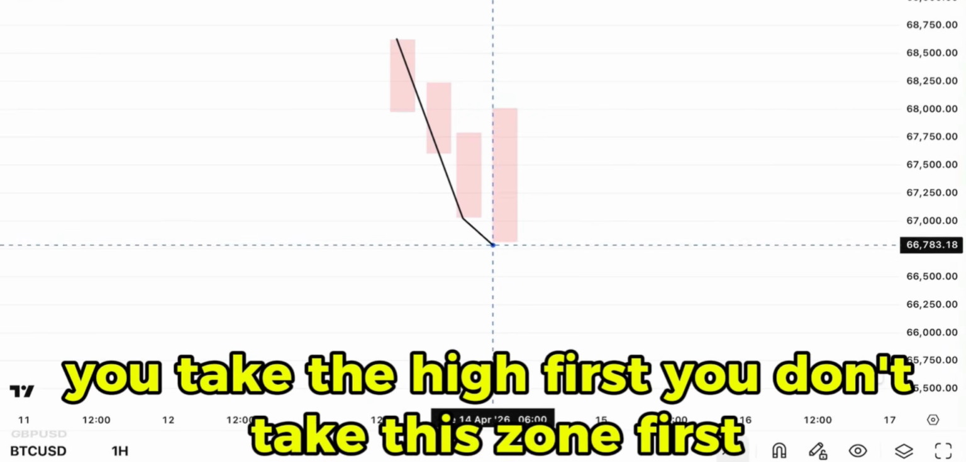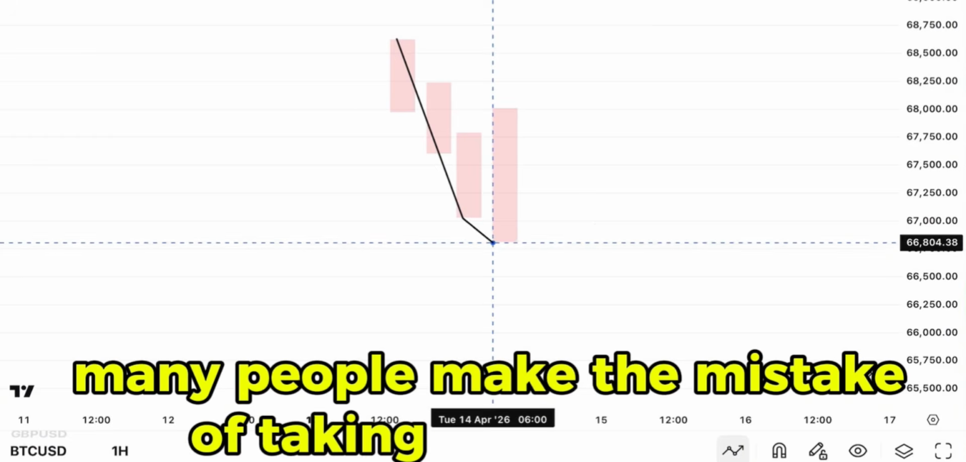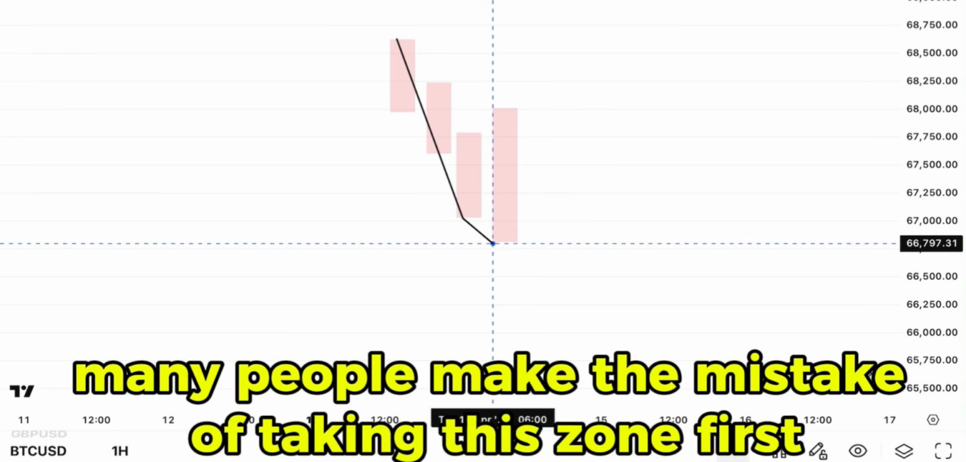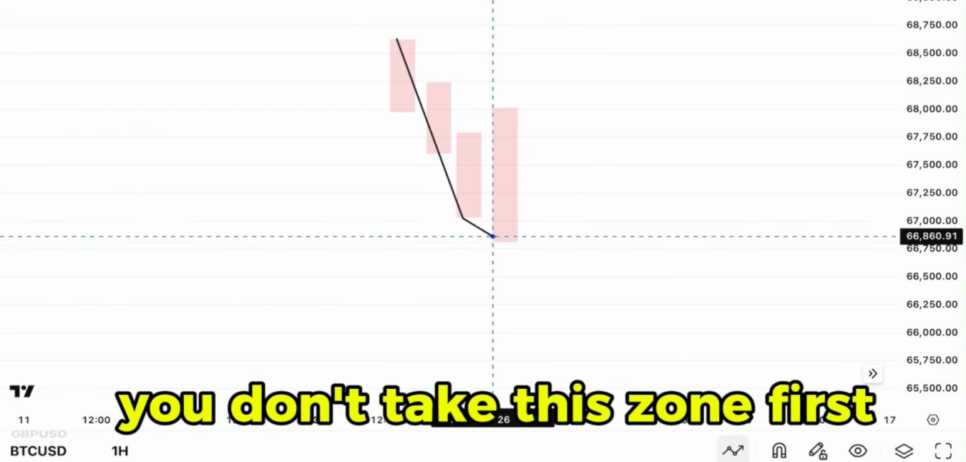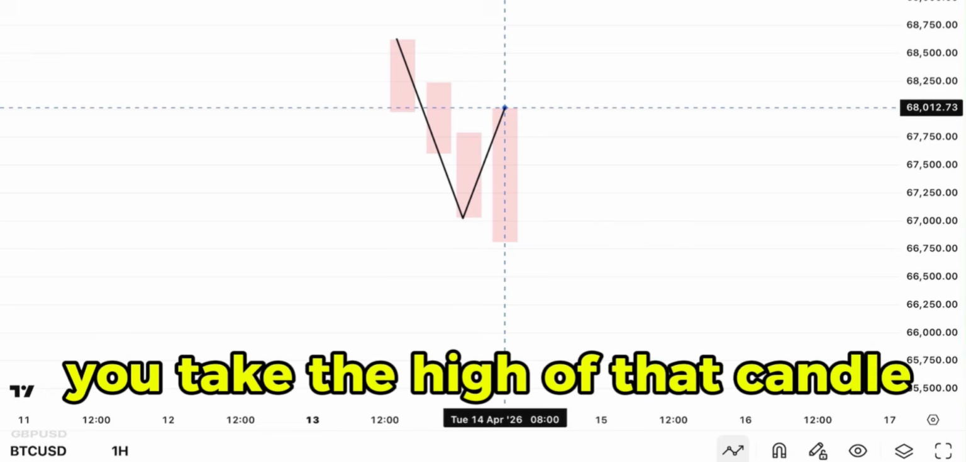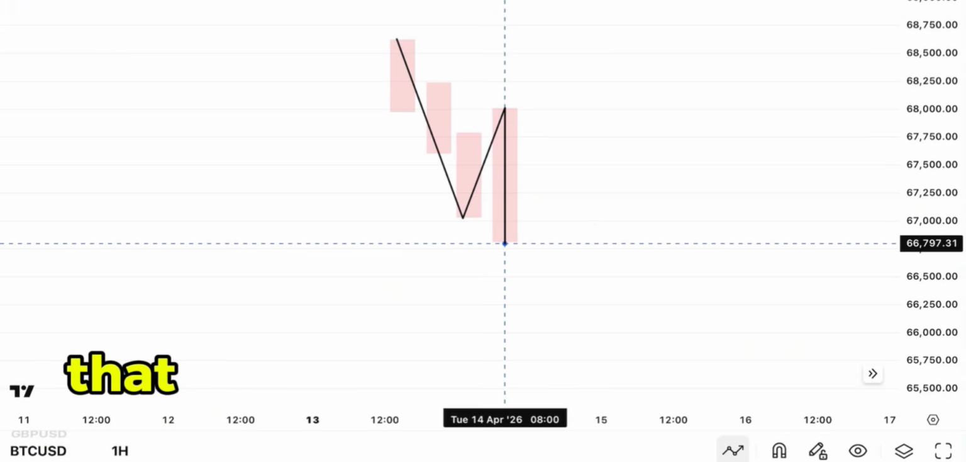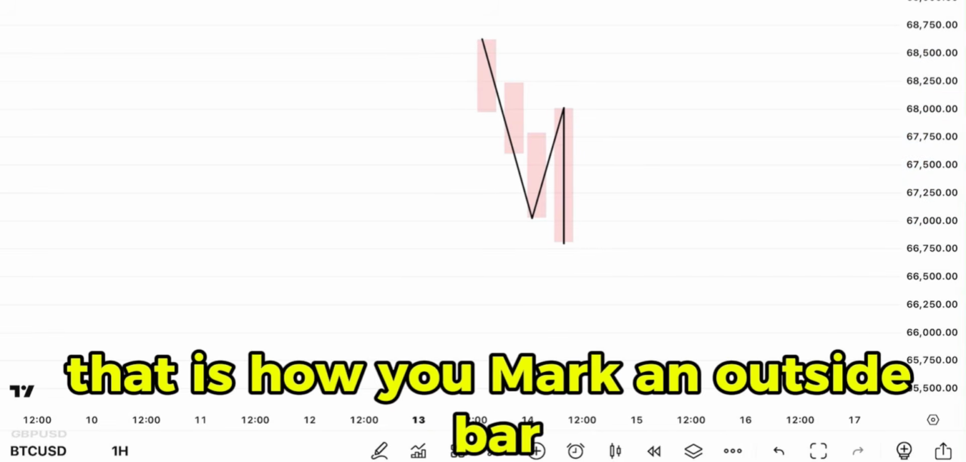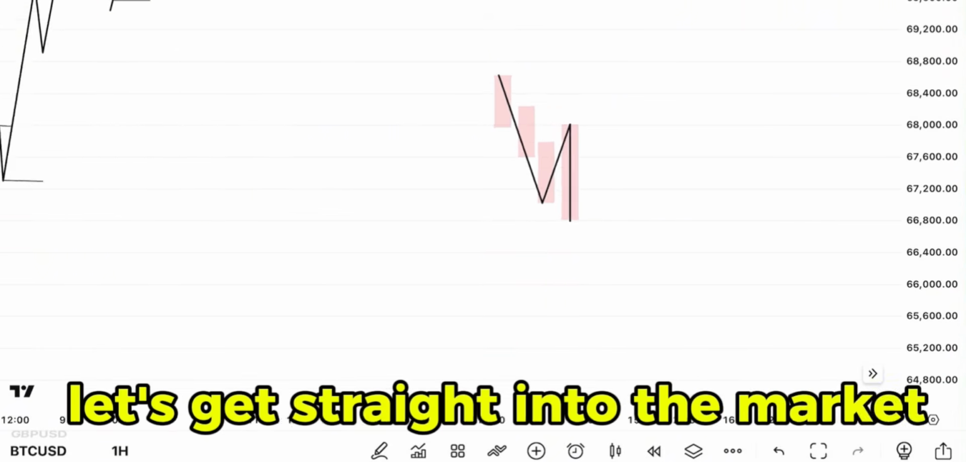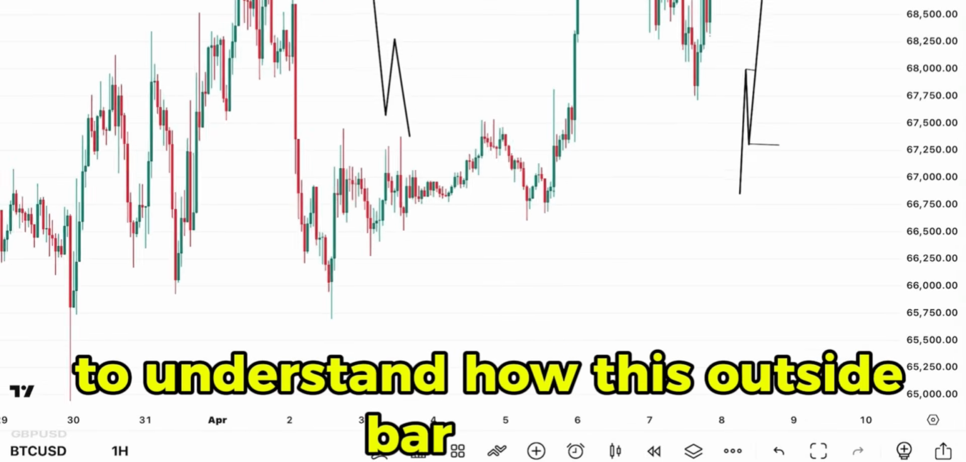You don't take this zone first. Many people make the mistake of taking this zone first. You don't take this zone first. You take the high of that candle first before the low. That is how you mark an outside bar. Let's get straight into the market to understand how this outside bar works.